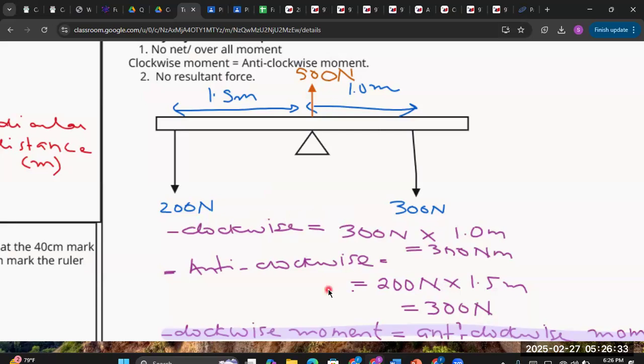But what you don't realize is that there is an upward force that the examiners will never show you. And that is the contact force at the pivot. The contact force at the pivot is never shown to you by the examiners because it doesn't produce any moment. But you should, from your theoretical knowledge, remember that at the pivot there will be a contact force acting upwards of 500 newtons. So there is no overall moment and there is no overall force. So this system is going to be balanced.